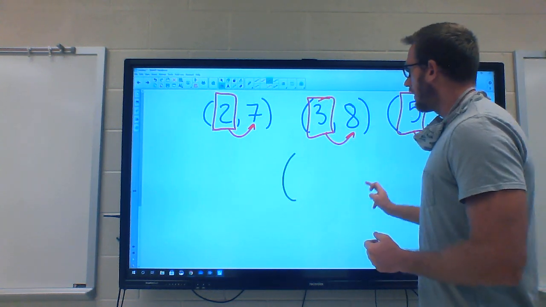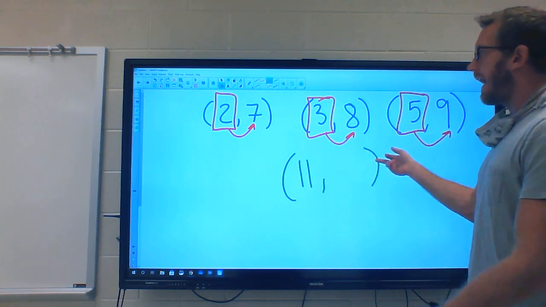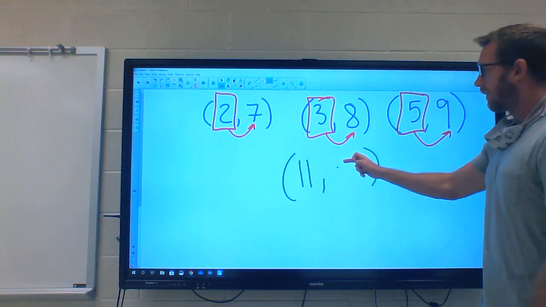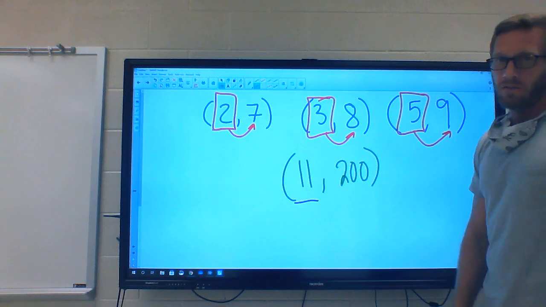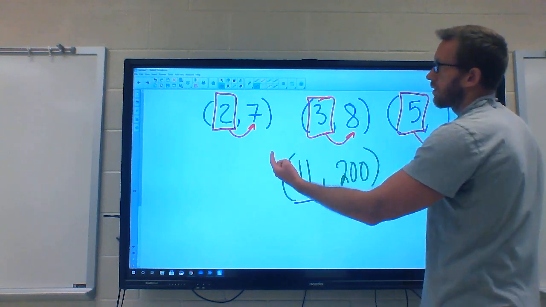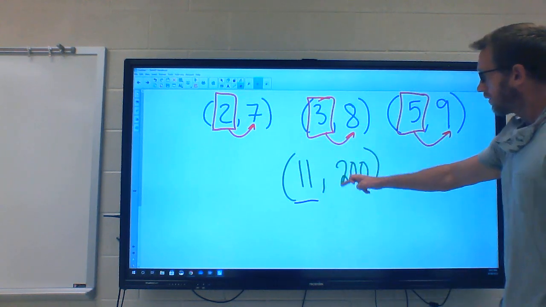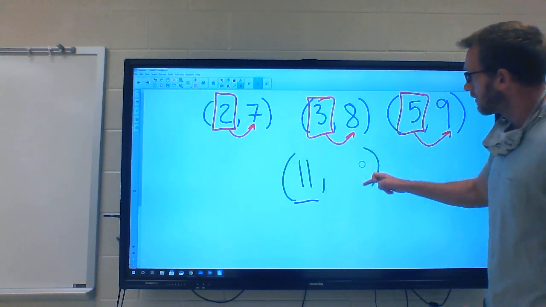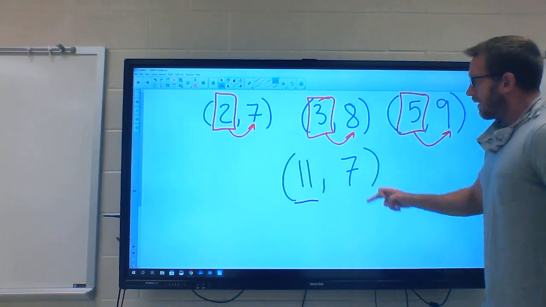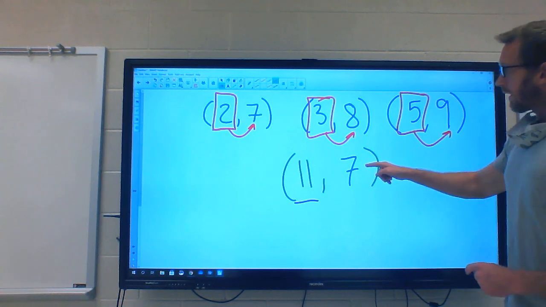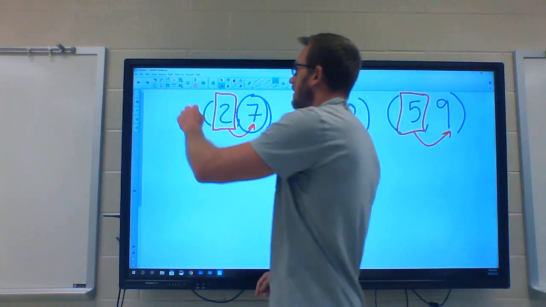In fact, if I added in a new point with a different x value, like 11, it could lead to any y value we want. It could lead to 200, and this is still a function, because this is a new x value, meaning none of these x values are repeating to a new y value. This is a new x value, so it could go to 200, or it could go to 7.